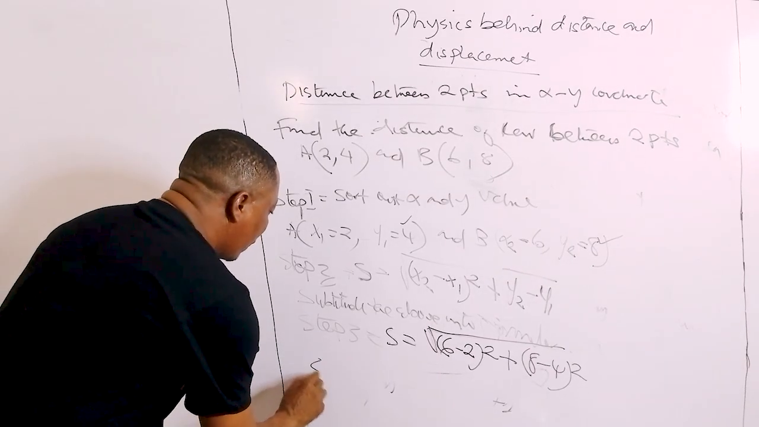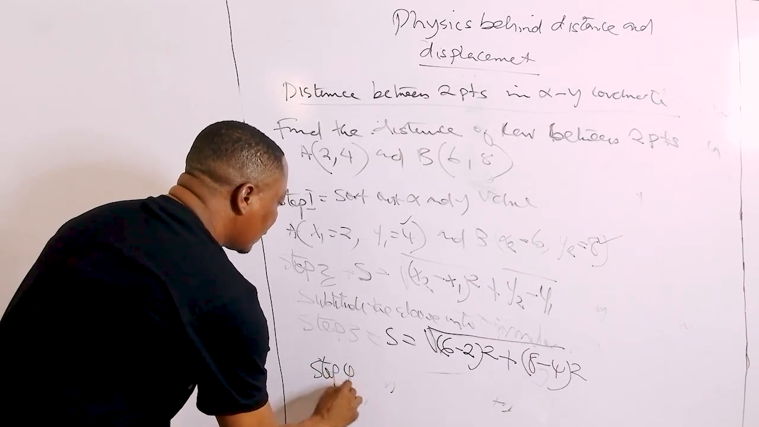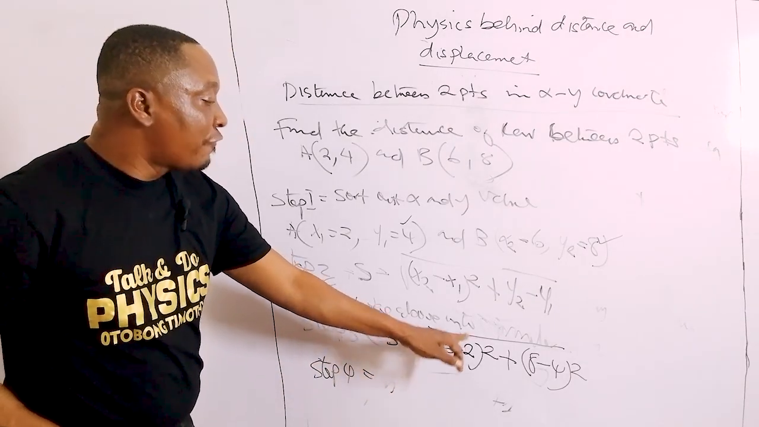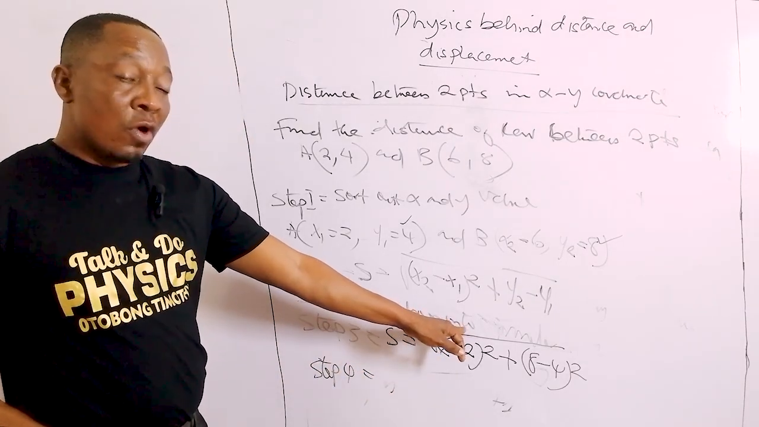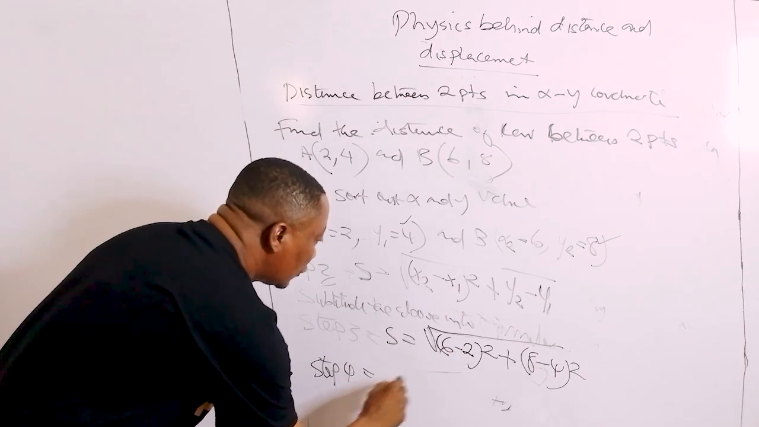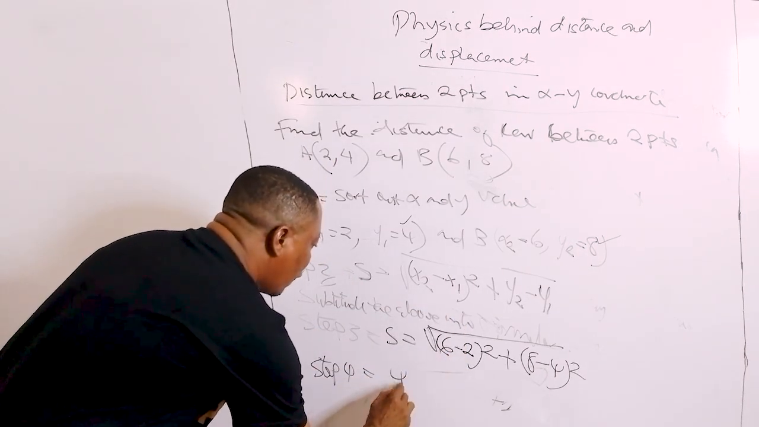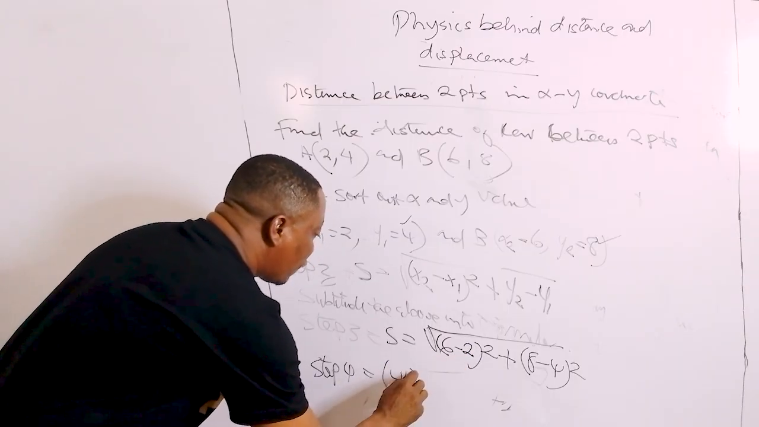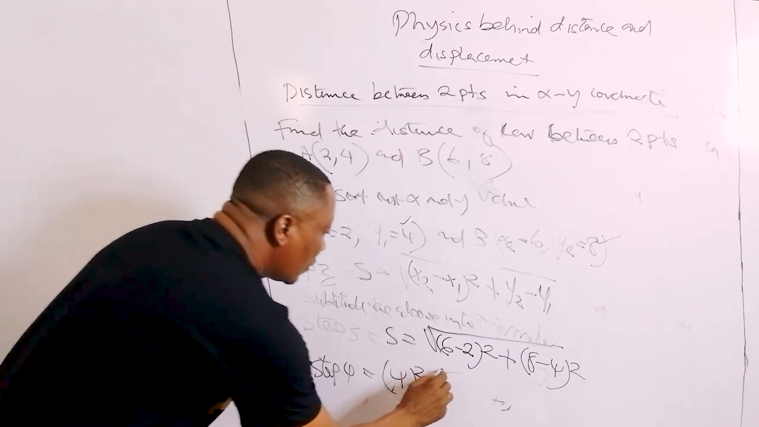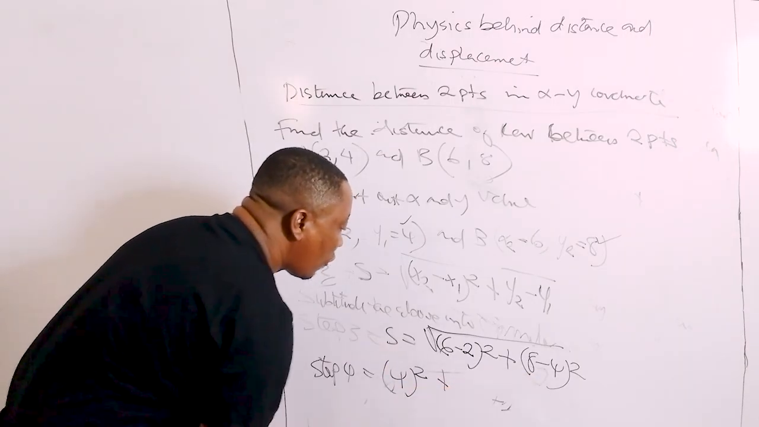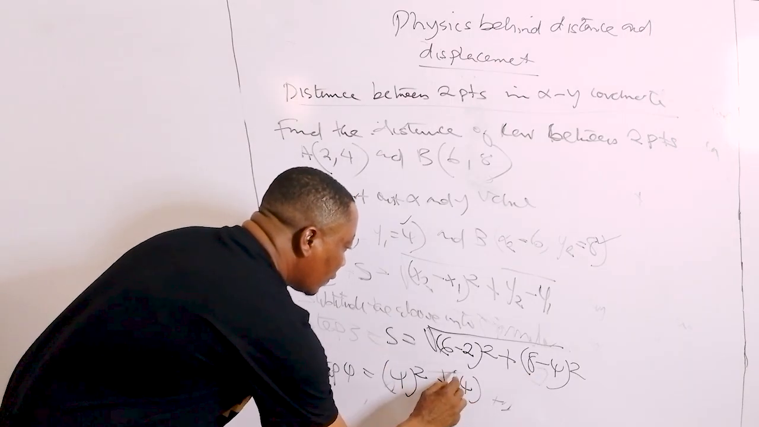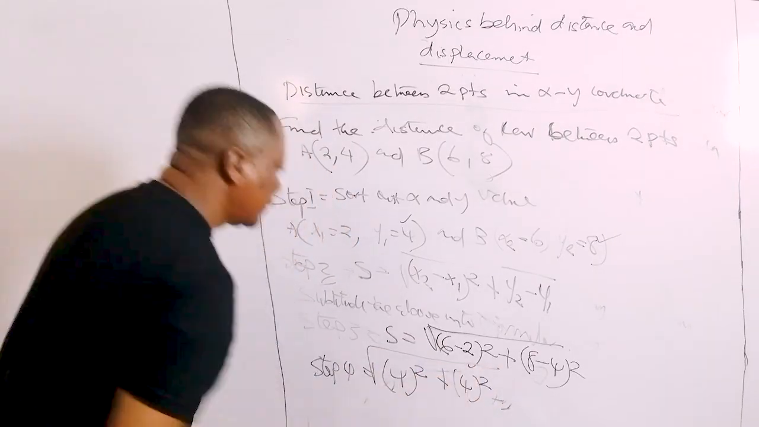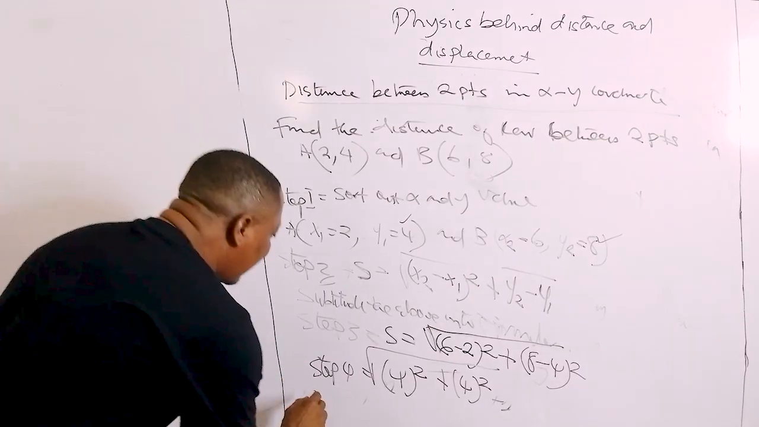Now step 4, you are going to solve the inside before you use the square root. 6 minus 2 gives you 4. 8 minus 4 gives you 4. Then you have to square them. Now we have step 5.